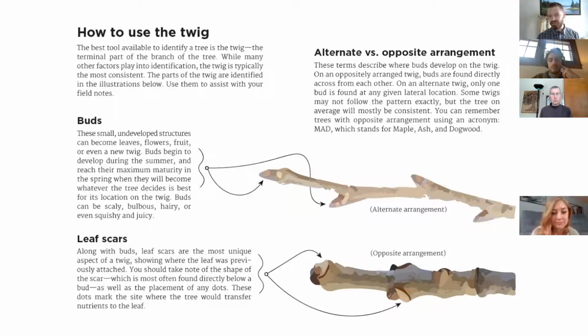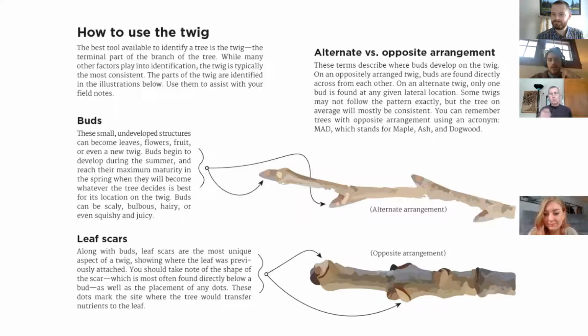The basic version of this acronym is MAD, M-A-D, which stands for maple, ash, and dogwood. So we're actually going to have a couple of maples today, as well as an ash tree. So 3 out of 5 of our plants today will be opposite arrangement, which is not typical for Minnesota, but in the floodplain, these trees happen to be dominating.